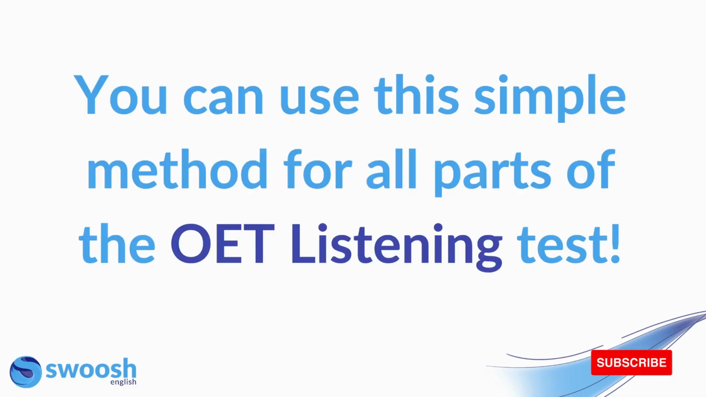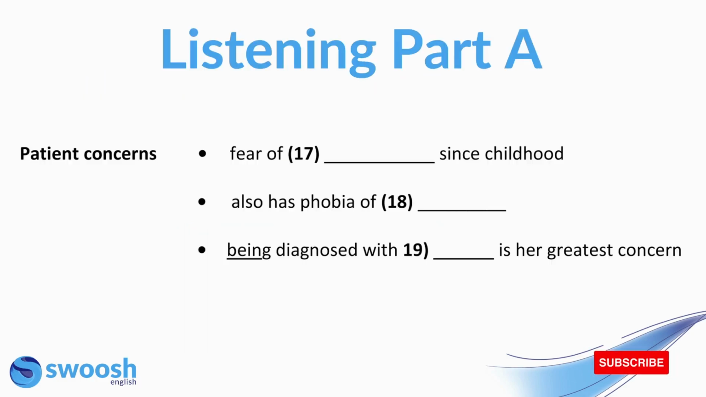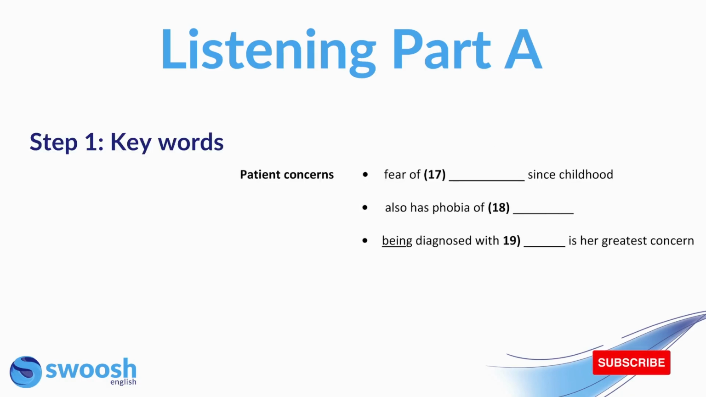So with that in mind, this method can be used for all parts of the OET listening test, and we are going to start by talking about part A. As you know, for part A, you will have to listen to a couple of consultations between a healthcare provider and a patient, and you'll need to complete a set of notes. You can see in this example, we have some notes relating to patient concerns, and then we have a few gaps that we need to complete. Let's go through the process then.